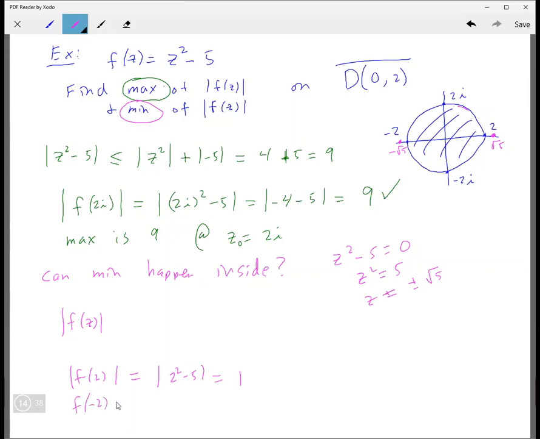Also, minus 2 also gives you 1 as well, and that makes sense. They're closest to these points here. And also up here, minus 2i will also give you the maximum of 9. We also know that if you take z squared minus 5, this is going to be greater than or equal to the absolute value of the difference between these two.